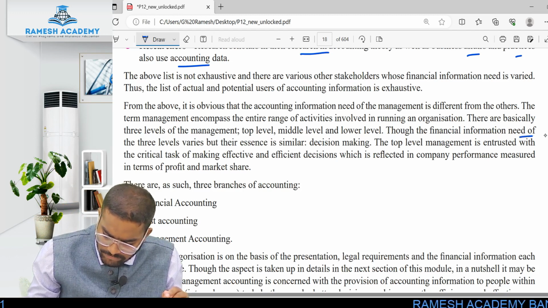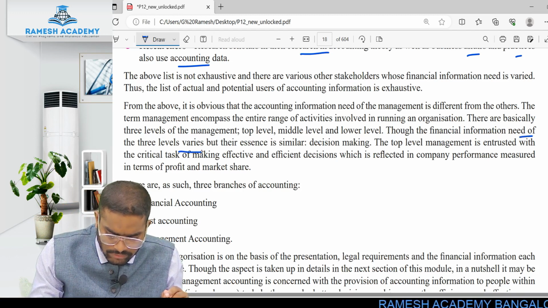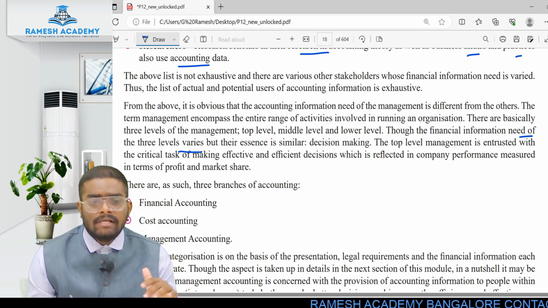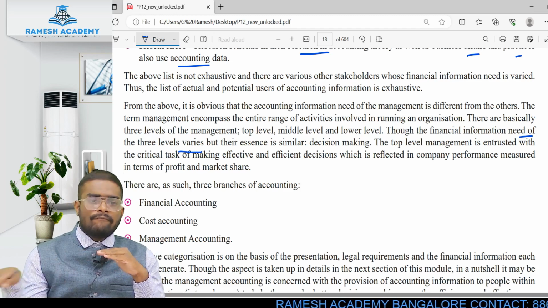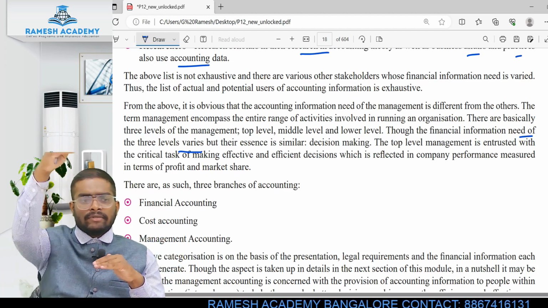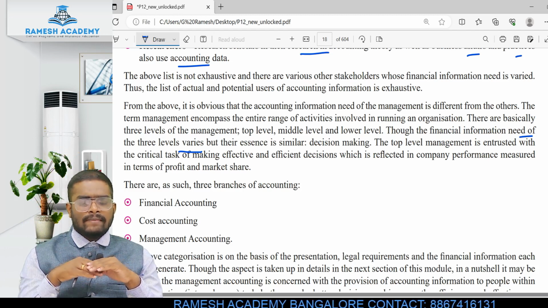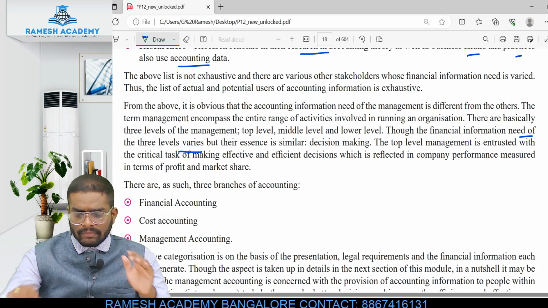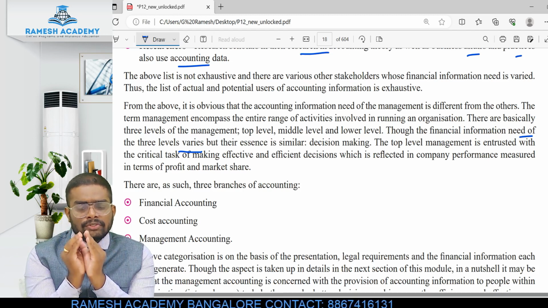Though the financial information needs of the three levels will vary, the requirement depends on the level. Top level will be requiring everything, since they are the decision makers. Middle level will just pass on the information received from the top level management to the lower level management. They'll be requiring less, but the lower level employees will be concentrated on something.